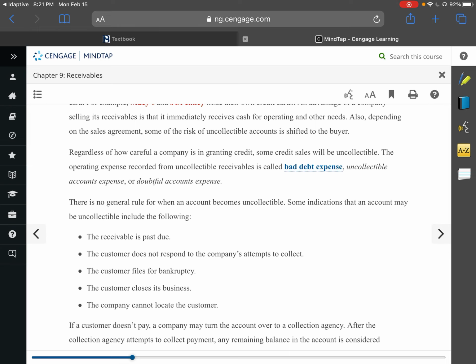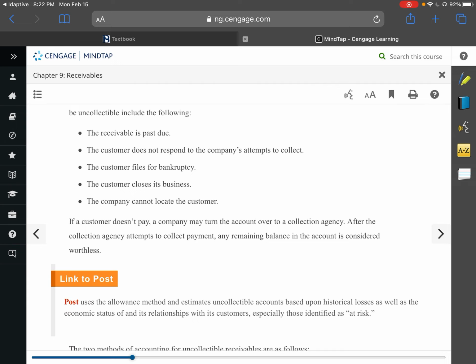All right, so there is no general rule for when an account becomes uncollectible. Some companies base it on that the receivable is past due. So if you give somebody 60 days to pay it and it gets past that 60th day, some companies might choose to immediately write it off. Some companies may want to wait 120 days, 180 days, et cetera, based on how much they want to risk. If the customer doesn't respond to your attempts to collect, if the customer files for bankruptcy, if it's another business and they close their business, or if you can't locate the customer, those are good signs that that receivable is going to need to be written off.